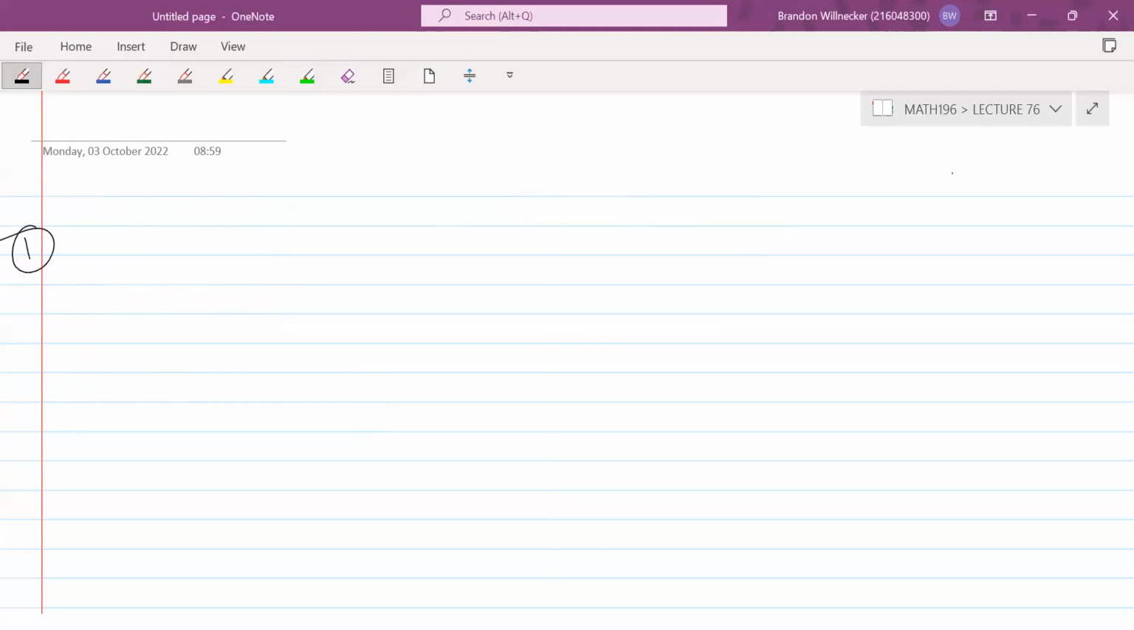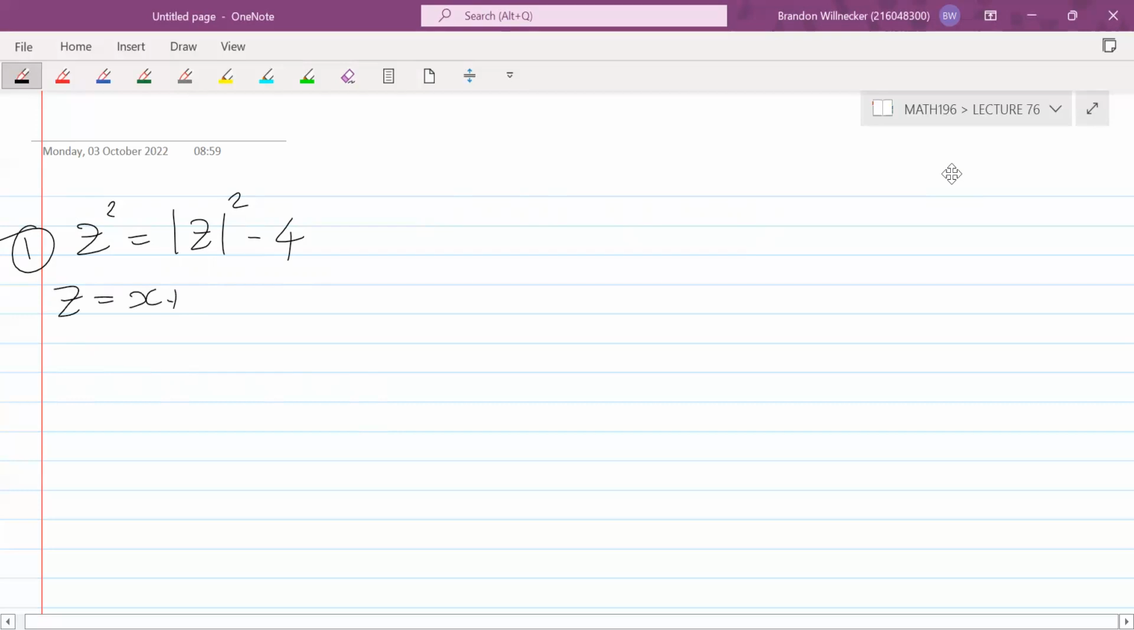Let's have a look at the first equation. So this is example 1. We have z squared is equal to the absolute value of z squared minus 4. What we can do is substitute z is equal to x plus iy. That will help us in solving for z. Since z is any complex number, of course, we can write it as x plus iy. So let's substitute this in and see what we get.